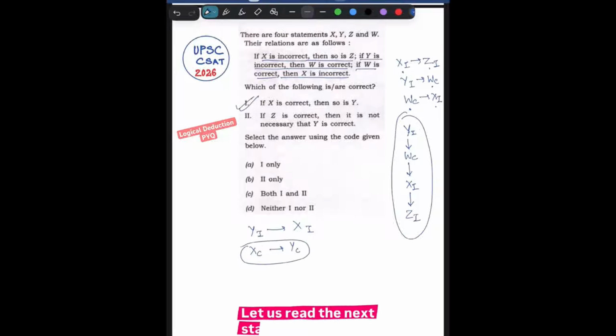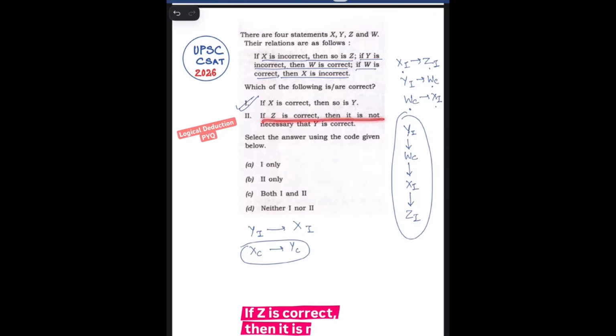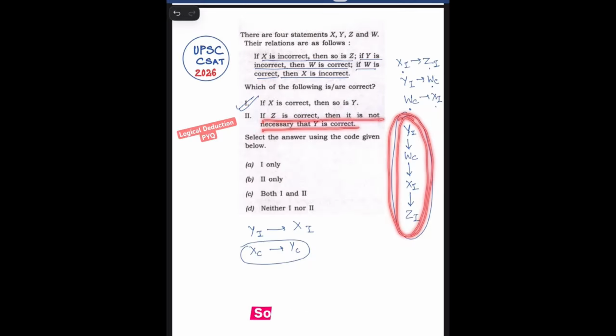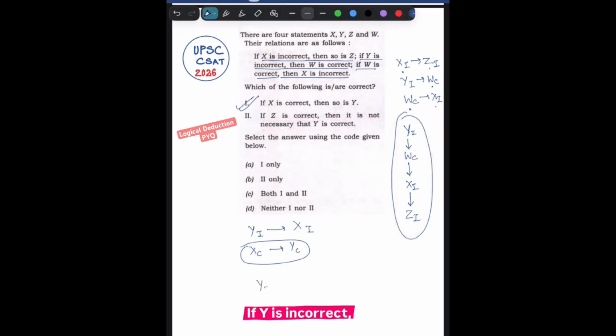Let us read the next statement. If Z is correct, then it is not necessary that Y is correct. So in our chain, we can see that if Y is incorrect, then Z is incorrect. So let us write it down. If Y is incorrect, then Z is incorrect.